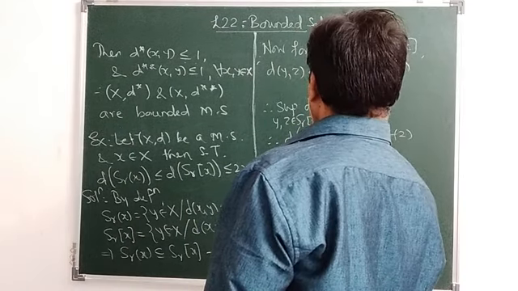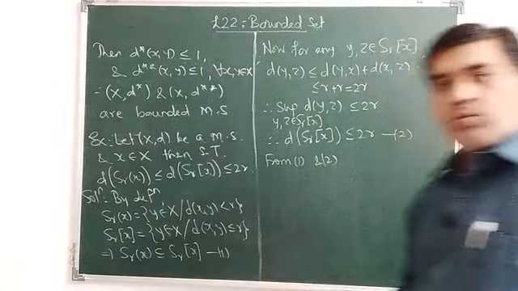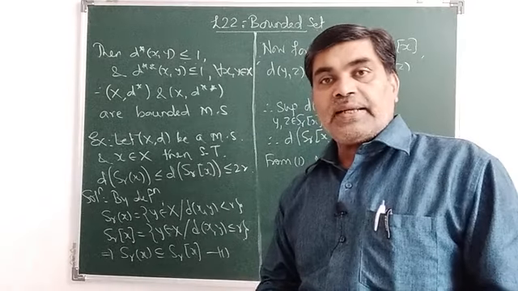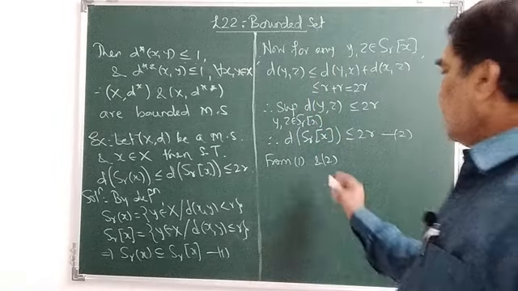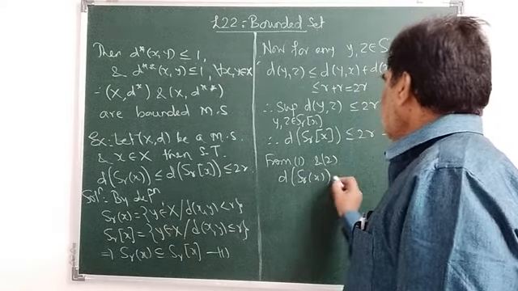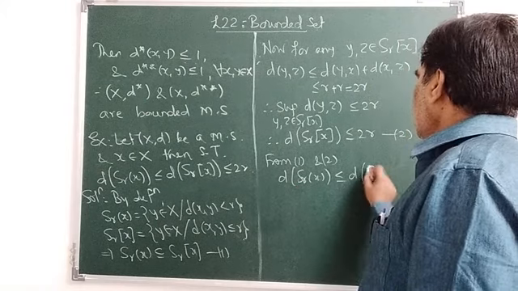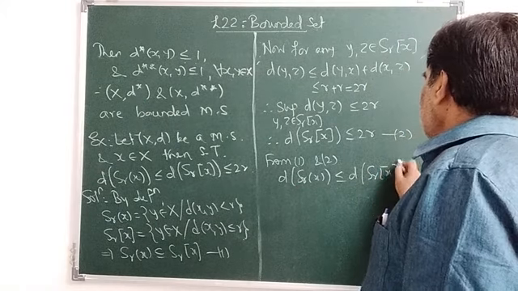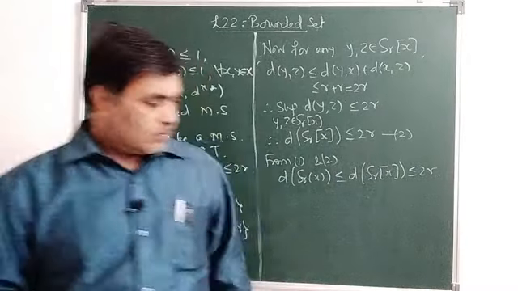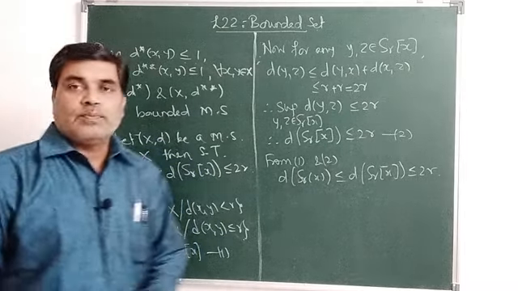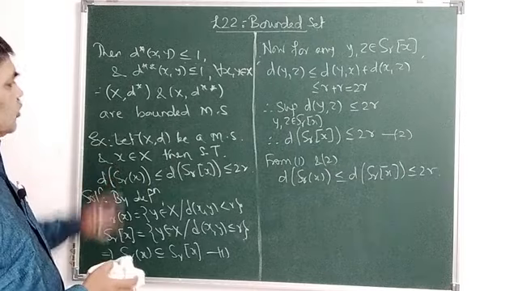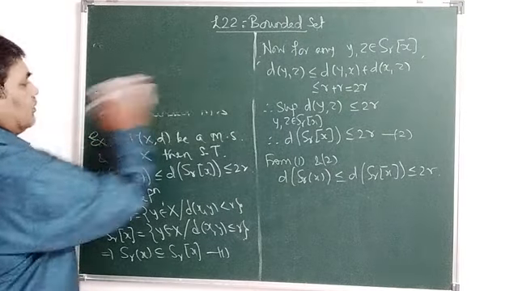From (1) and (2), we know that if A and B are two sets such that A is a subset of B, then diameter of A is less than or equal to diameter of B. By using that, diameter of open sphere S_r(x) is less than or equal to diameter of closed sphere S_r[x], which is less than or equal to 2r. Is it clear? It is too simple. Now it proves that every finite subset of any metric space is bounded.